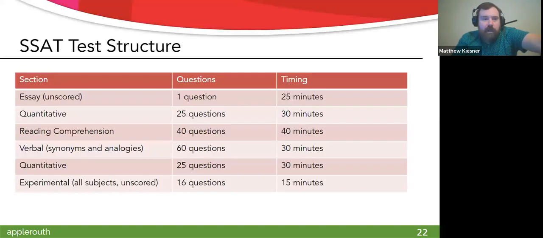So here's the structure. It's going to start with an essay that's unscored. There's quantitative, which is just their fancy word for math. There is reading comprehension, which is passages. There's verbal, which is a mix of synonym and analogy questions. There's another quantitative section that's just more math. And there is an experimental section that is mandatory and that is unscored.